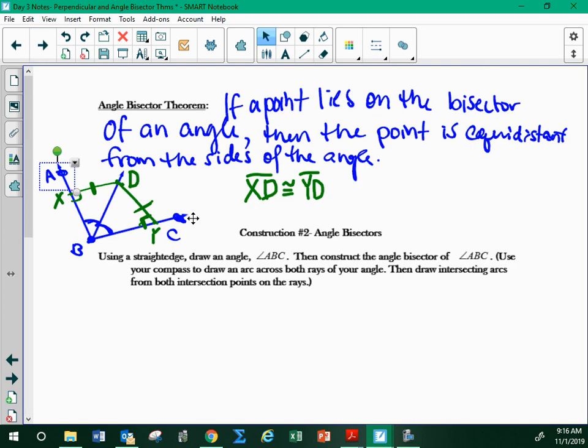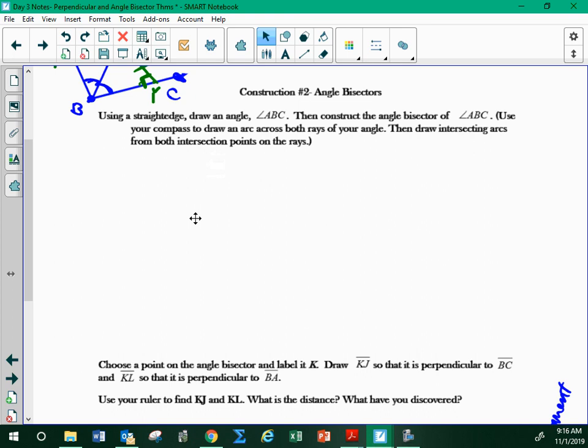So for our angle, again, you're going to use your ruler to draw an angle, label ABC. Up to you whether you want it acute, obtuse, or right. Put it kind of in the middle. Actually, we don't need middle. Put it more toward the bottom of your space here. Yeah, so just draw an angle, label ABC. It doesn't really matter as long as you have it kind of more toward the bottom.